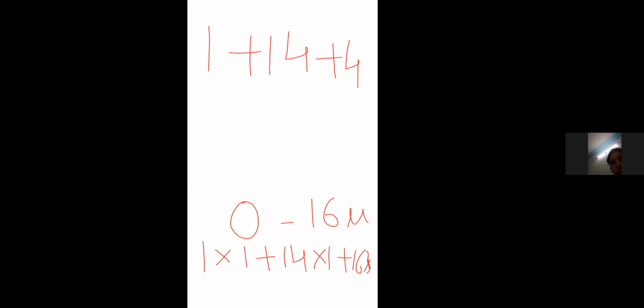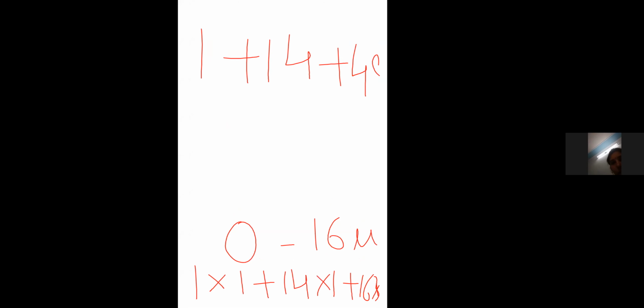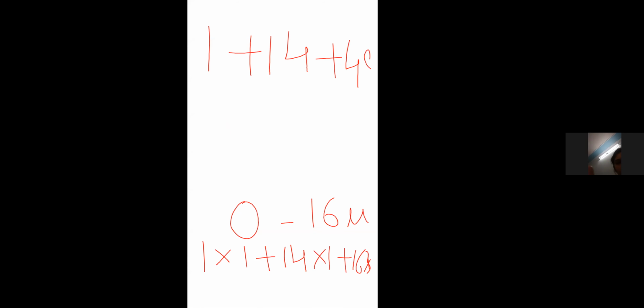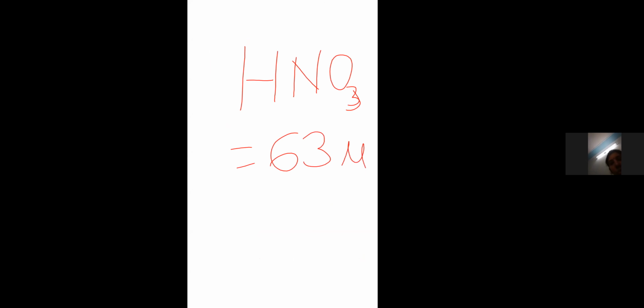So now let me know what will be the total? 63 u. All right, this is the answer. If I talk about nitric acid, the molecular mass for nitric acid is 63 u.